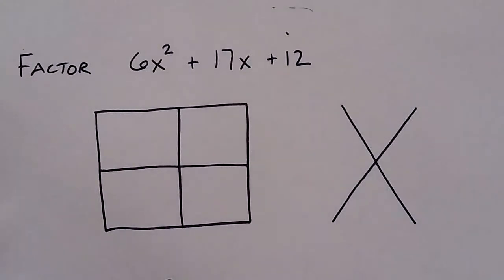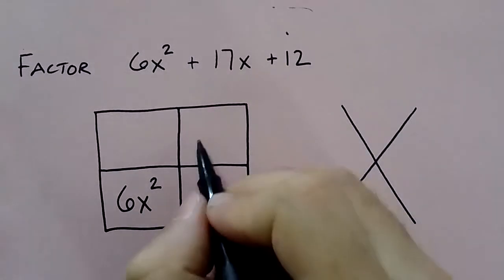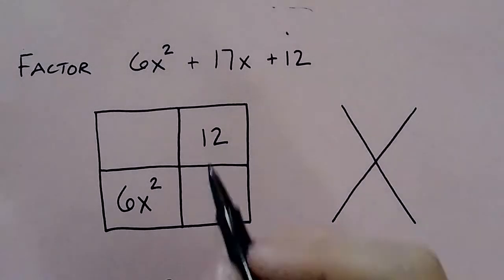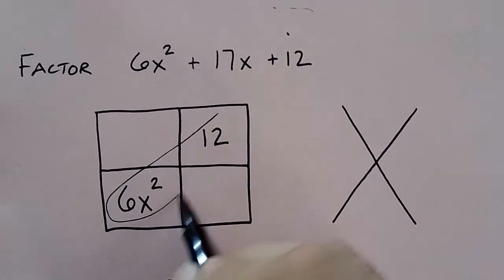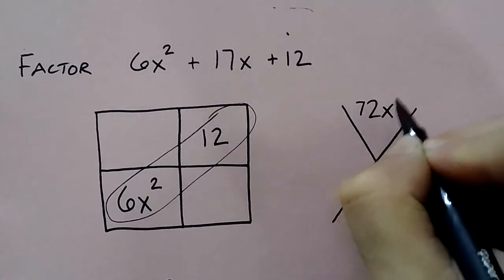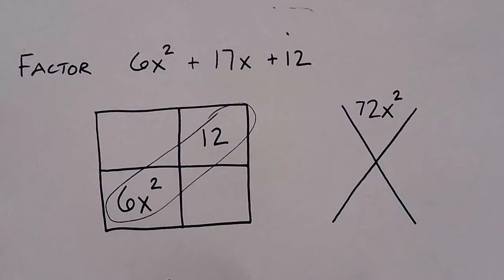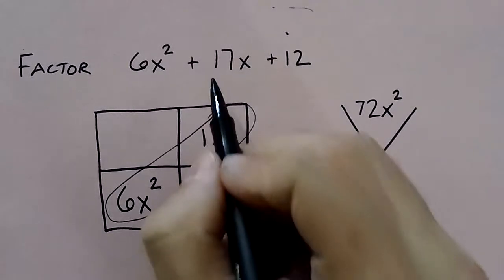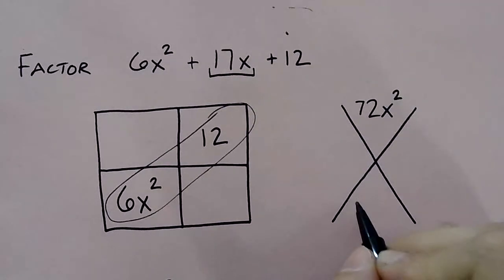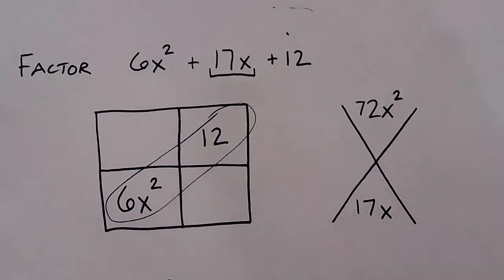In keeping with the same process, I'm going to take my first term, 6x squared, in my bottom left, 12 in my top right. Our pattern tells us that these multiply to 72x squared, becoming the top of our diamond. My middle term, 17x, is my remaining piece that needs to be split up, so I have to add to 17x.